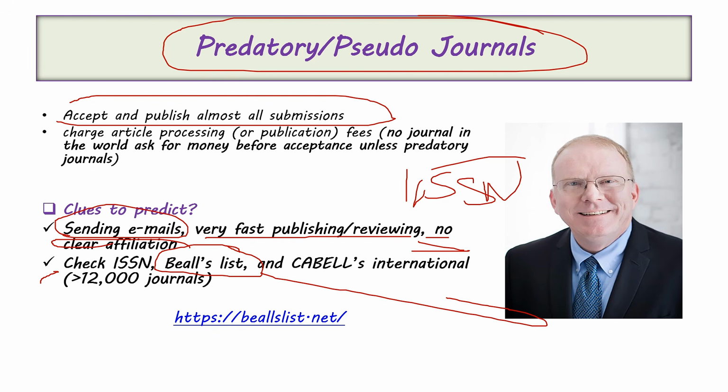Okay, also, we have another list, the Cabell's international list, and it includes more than 12,000 journals. And also, it's incomplete, okay, but always check these two lists. It will help you to figure out if this journal is predatory or pseudo journal, okay. This is Dr. Pills.